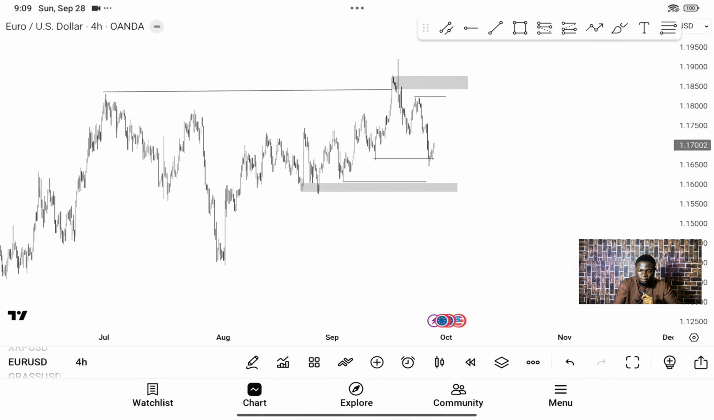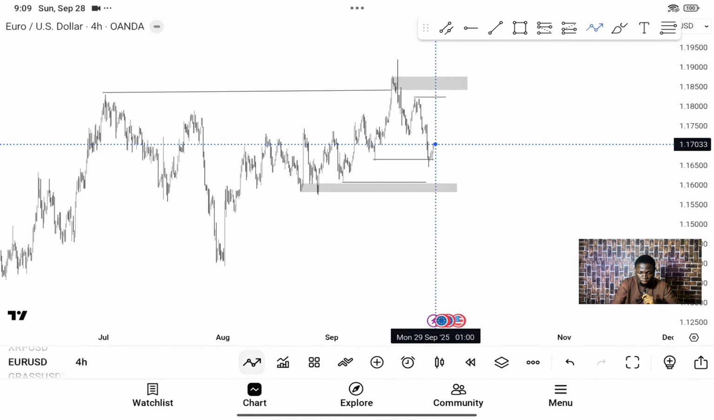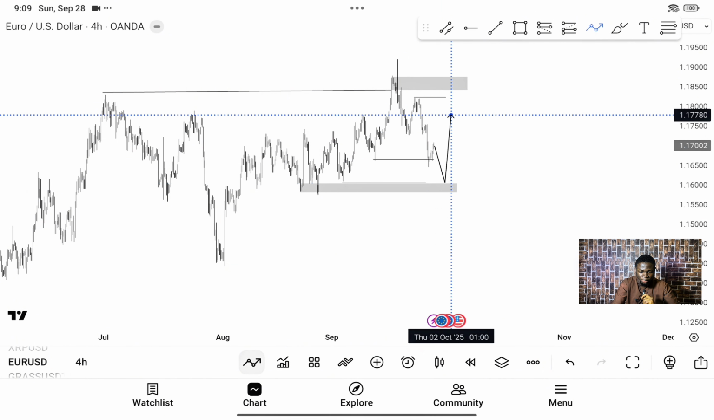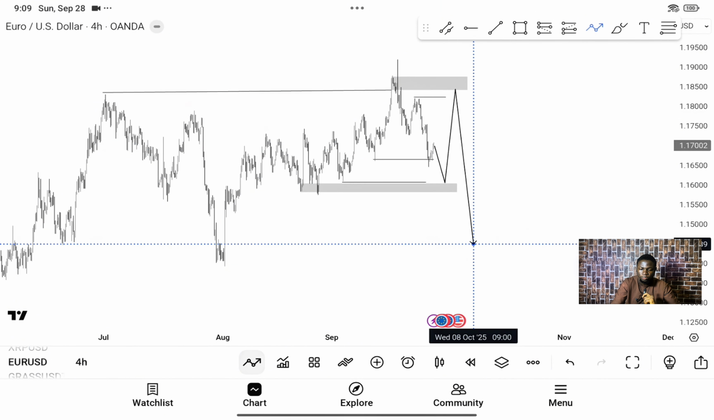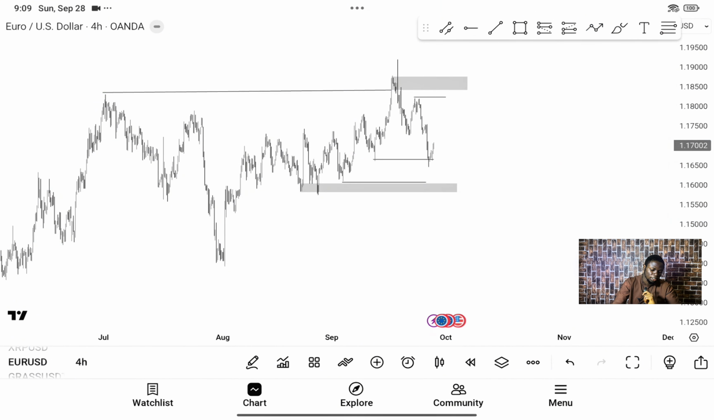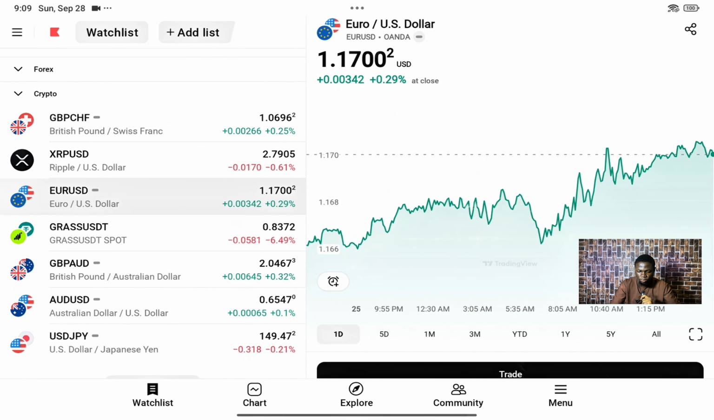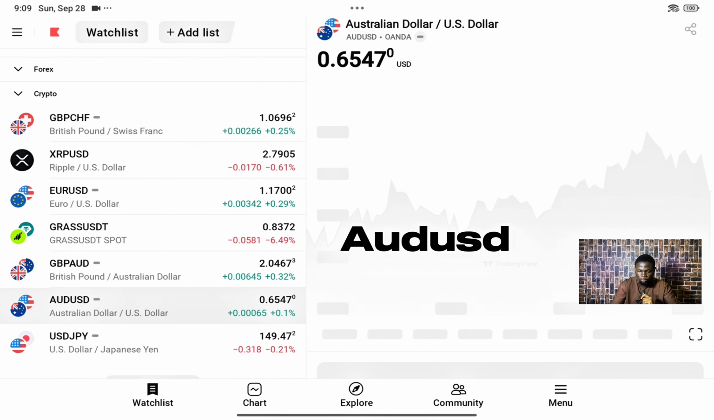So what are we likely to see here? Instead of looking for a buy, we are going to look for a sell. Do you understand? Now let me go over to AUDUSD to see what AUDUSD is doing in the market.